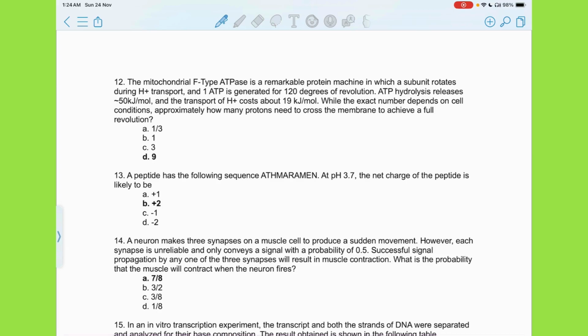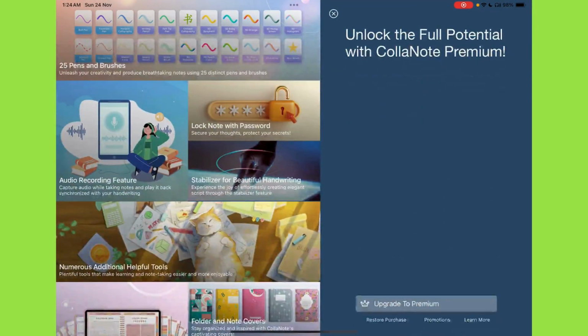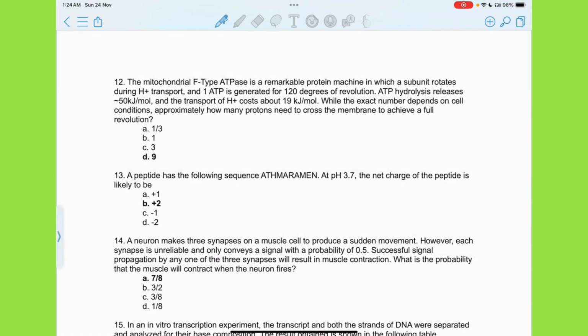The mitochondrial F-type ATPase is a remarkable protein machine in which a subunit rotates during H plus transport and one ATP is generated for 120 degrees of revolution. ATP hydrolysis releases 50 kilojoule per mole and the transport of H plus costs about 19 kilojoule per mole, while the exact number depends on the cell condition. Approximately how many protons need to cross the membrane to achieve a full revolution?